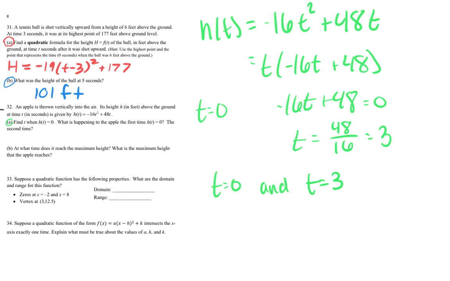Now it asks us, what is happening to the apple the first time h of t is equal to 0? Well, we want to think about it. This apple is being thrown vertically into the air, and this function is showing us what's happening, right? At the very initial point, at 0, we're about to throw the apple into the air, and that's why we have no height. And then at t equals 3, after we've thrown the apple into the air, that's the second time, when it's hitting the ground. So at t equals 0, our apple is being thrown, and at t equals 3, our apple is hitting the ground after we've thrown it.